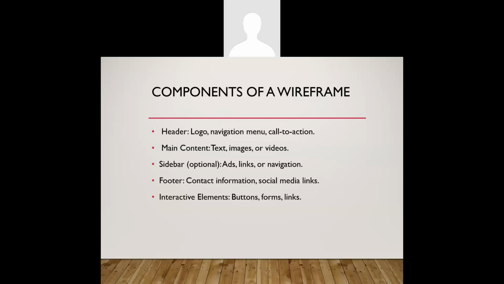Looking at the components of the wireframe, every wireframe is going to have some common components. The header is where your logo, your navigation menu, and call to action buttons go. You'll have your main content area, where most of your information, like your text and images, is displayed. A sidebar is optional and is used for secondary content like ads or extra links. Your footer will typically contain contact information and social media links. You may also have interactive elements such as buttons, forms, and links. All of these will need to be sketched out.